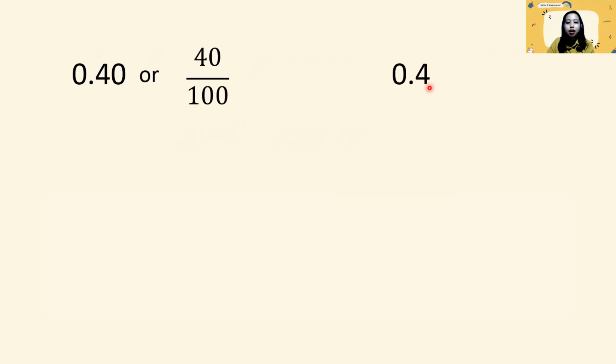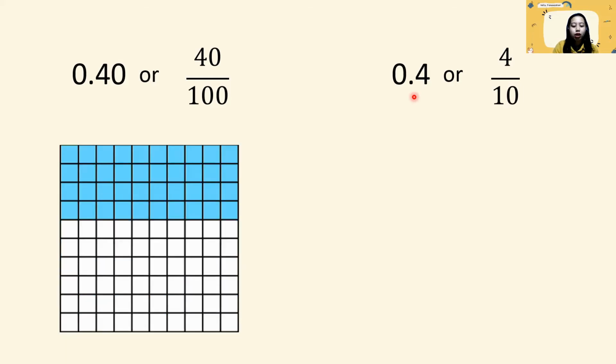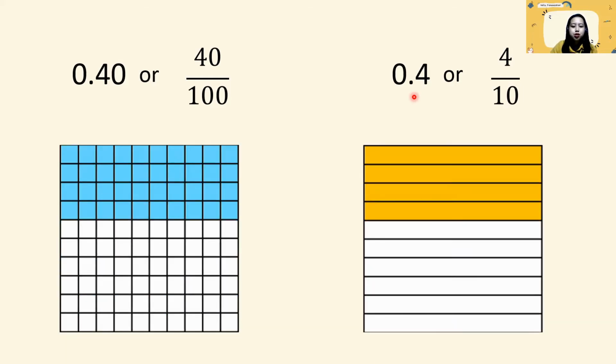0.4, so we solved this a while ago, is equal to 4 over 10. So to illustrate these fraction forms, we will have this one and this one. So as you can see, both are equal. So teacher Teen also discussed that any zero digit that is written at the end of a terminating decimal has no significant value. So meaning they are just the same.